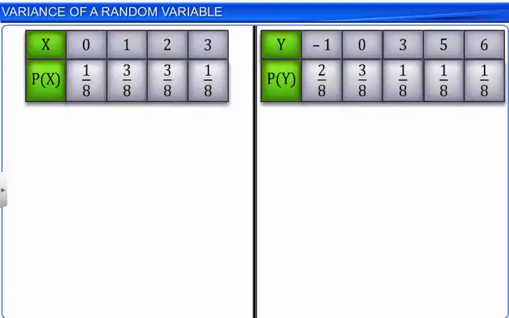Take a look at the probability distributions of two experiments. In the first distribution, the possible values of random variable x are 0, 1, 2, and 3. Their respective probabilities are 1/8, 3/8, 3/8, and 1/8.